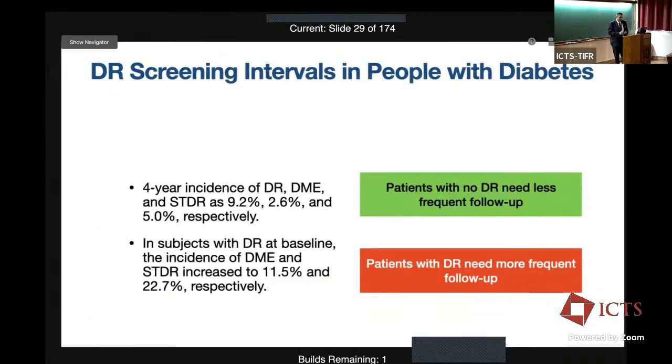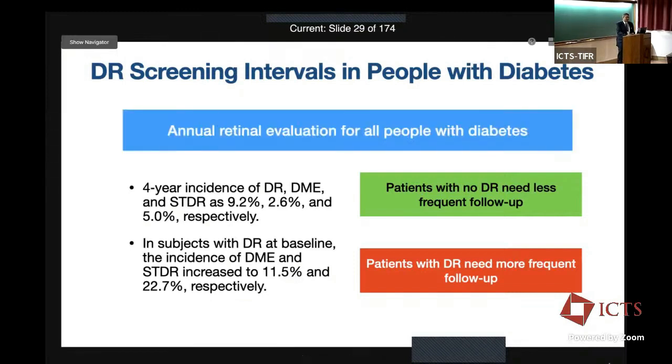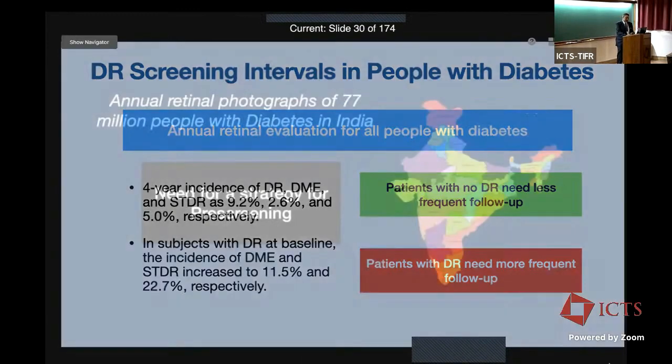So this was the longitudinal study which we had done looking at incidence of diabetic retinopathy, and the 4-year incidence is about 9%. At present, the guideline is that a yearly checkup of all people with diabetes should be done. Now that means 101 million people with diabetes should have a retina checkup once every year, which is really very difficult. We'll come to that. And that's what is currently practiced.